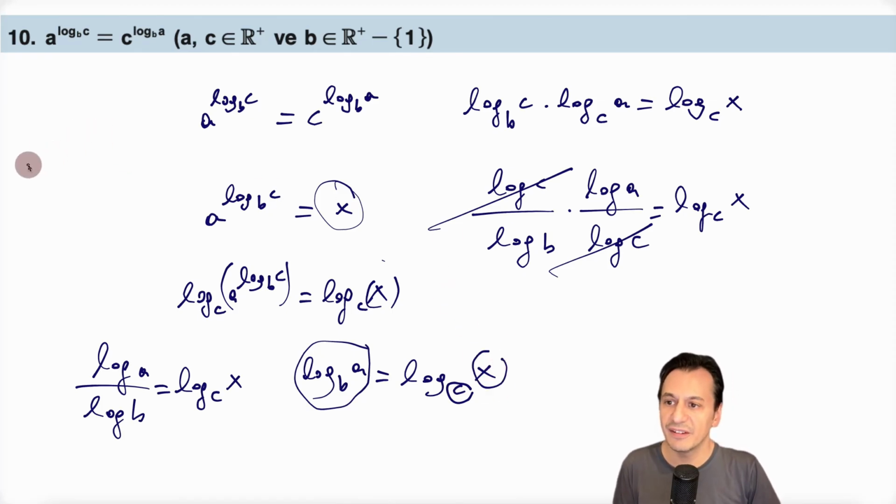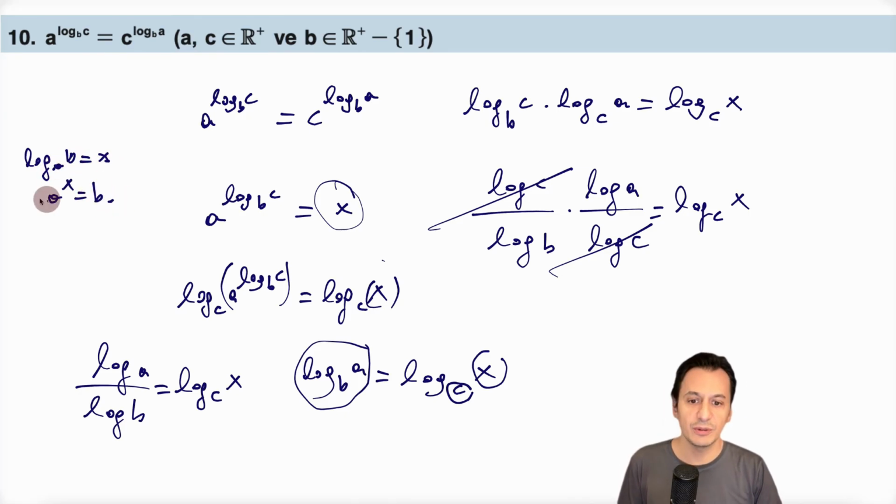Let me show it like this. Log base a of b equals x. Remember, I was saying a to the power of x equals b. This is the base. This is the exponent. And this was the right side of the equation. I'm going to do the same thing here. This will be the base. This will be the exponent. Then I'll say it equals x.